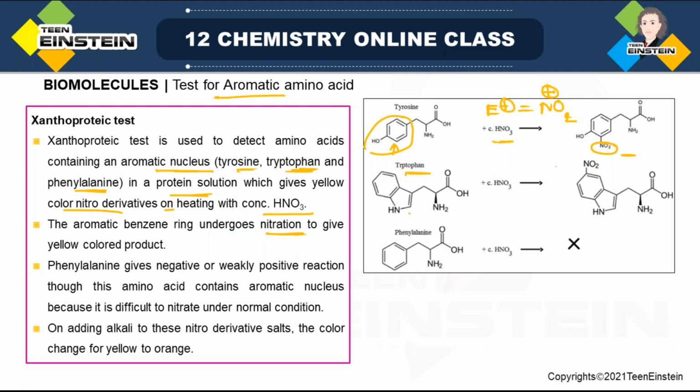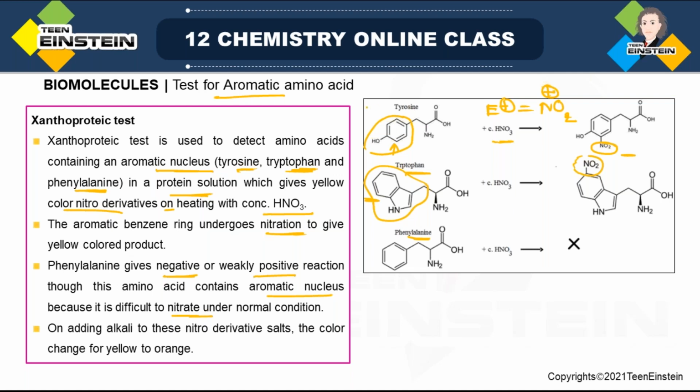Similarly, if you take tryptophan, where we have CH2 and then the indole moiety, an aromatic ring is again present, and here nitration will be at this position, and the color will change. But when it is phenylalanine, what happens? Mostly it gives a negative test, or sometimes a weakly positive reaction is possible. That means only a very small amount of nitro derivative will be produced. Though this amino acid also contains an aromatic nucleus, here we see an exceptional result, because under the same condition it is difficult to nitrate this molecule.